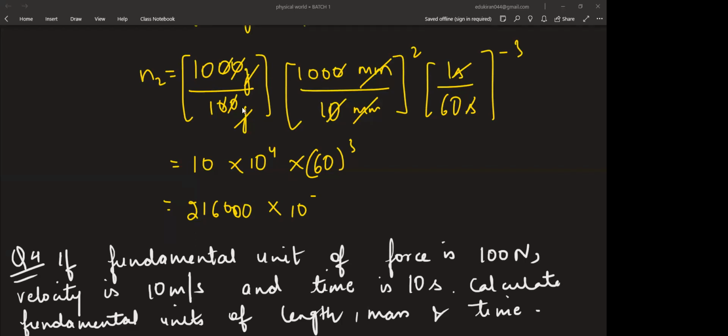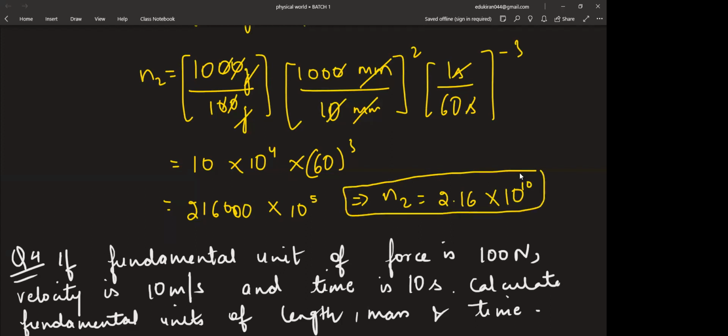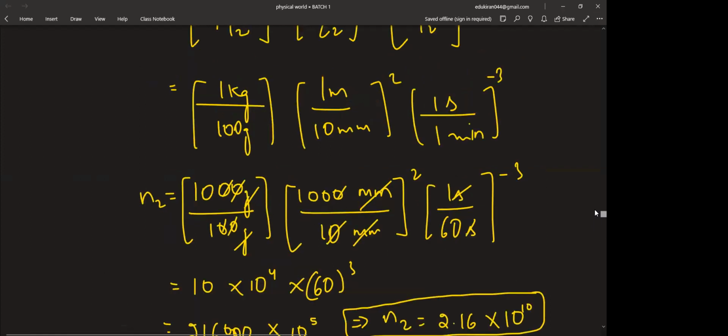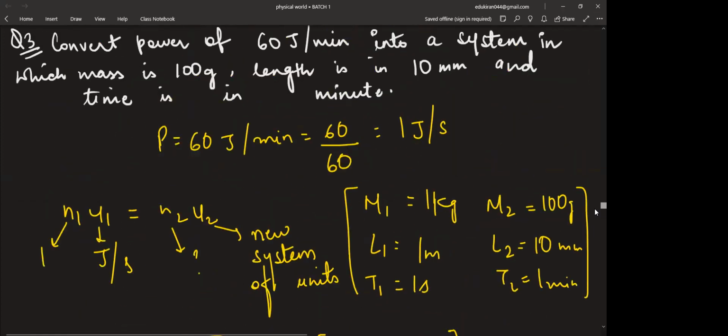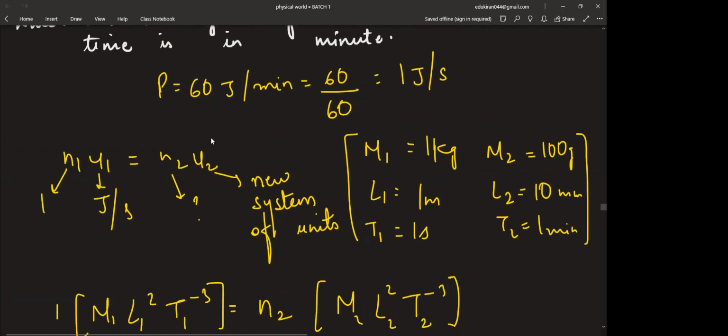So this can be written as 2160 into 10 to the power 5. So the final answer is N2 is equal to 2.16 into 10 to the power 10. This is the final answer. Write it down. If you have any doubts in between, let me know. Just one last question we'll do and end this topic.